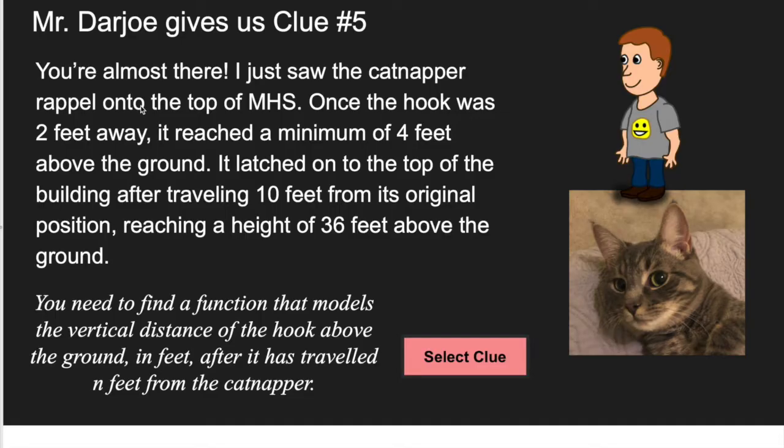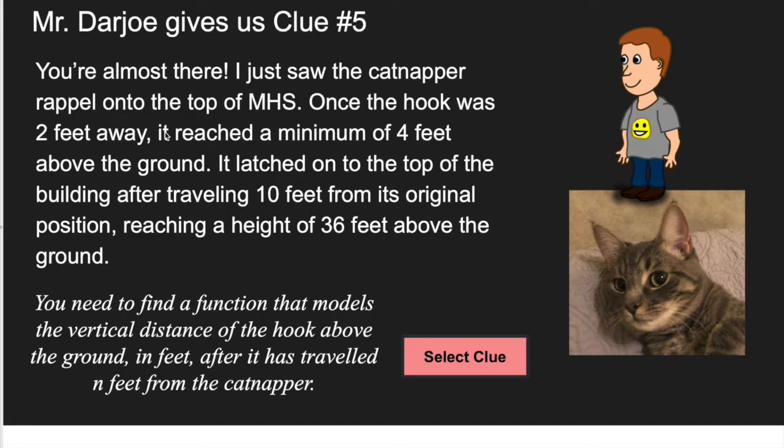All right, on to clue 5, Mr. Darjo. Mr. Darjo says, "You're almost there. I saw the catnapper rappel onto the top of MHS. Once the hook was 2 feet away, it reached a minimum of 4 feet above the ground. It latched on to the top of the building after traveling 10 feet from its original position, reaching a height of 36 feet above the ground.